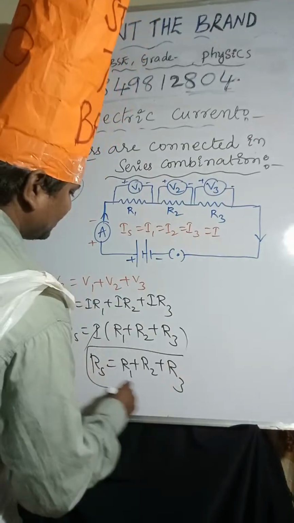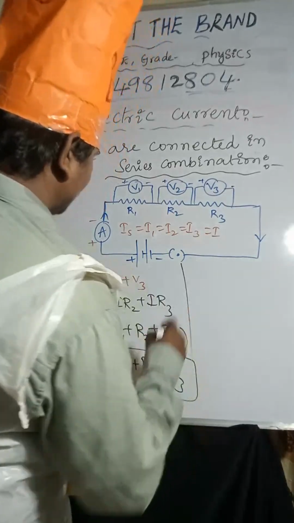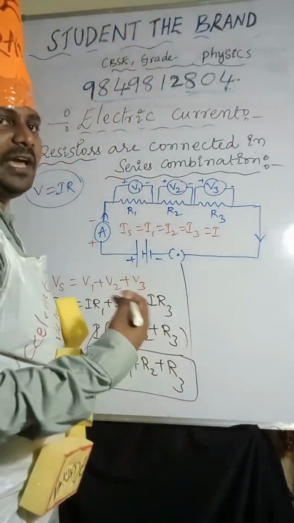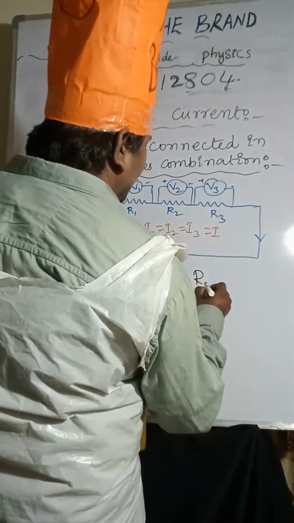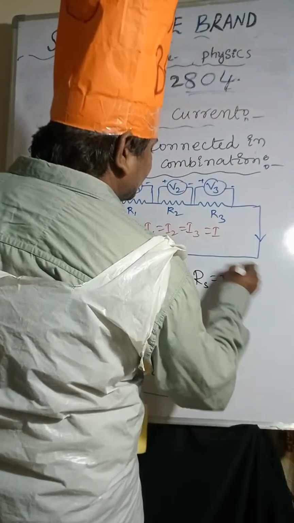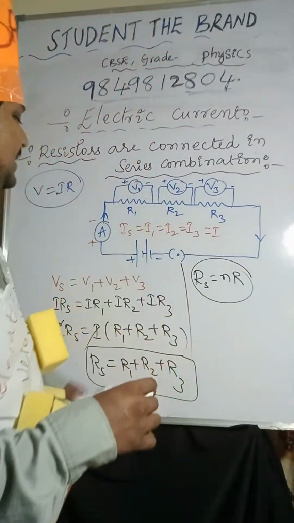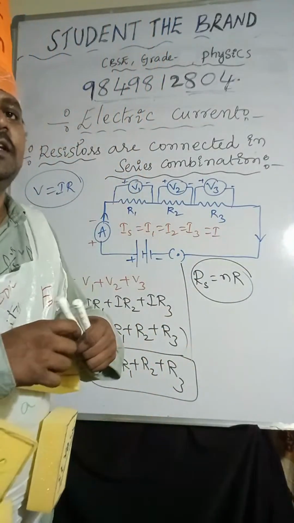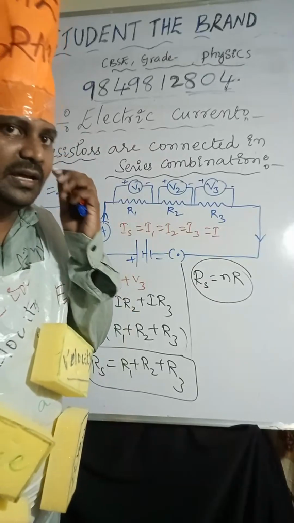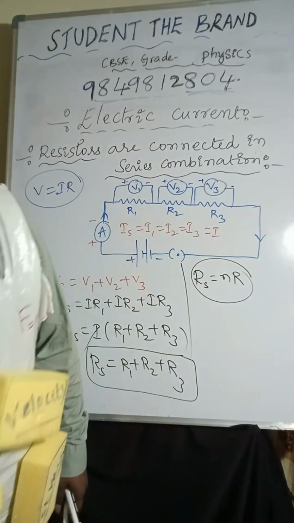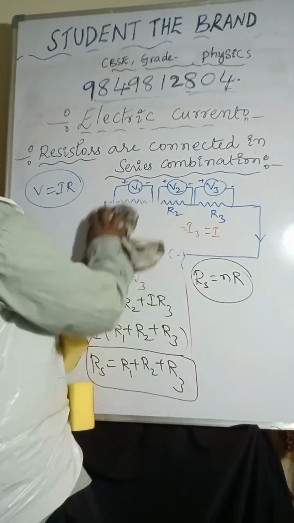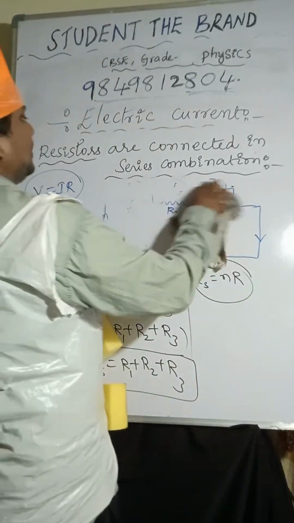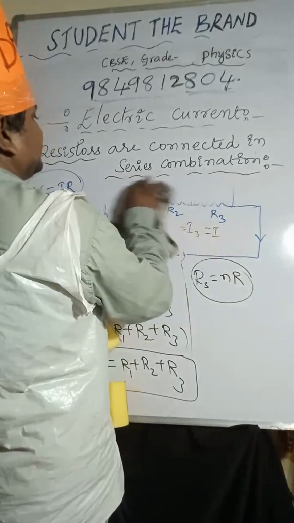So if n number of resistors are connected in series combination, Rs equal to nR. Now we'll discuss resistors connected in parallel combination.